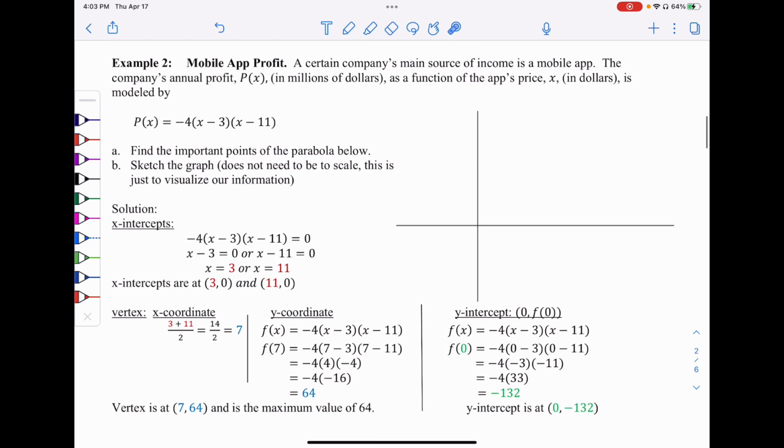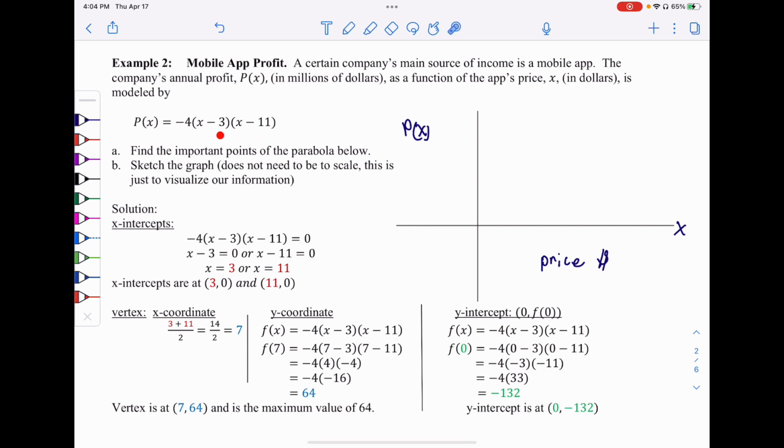Okay, another one. Mobile app profit. A certain company's main source of income is a mobile app. The company's annual profit, P of X, is in millions of dollars, and the app price, there is your x-axis. So we get our x-axis and our y-axis, which is the P of X in millions of dollars. And it's modeled by this equation.